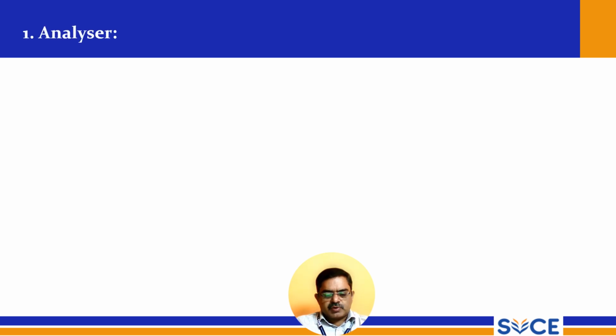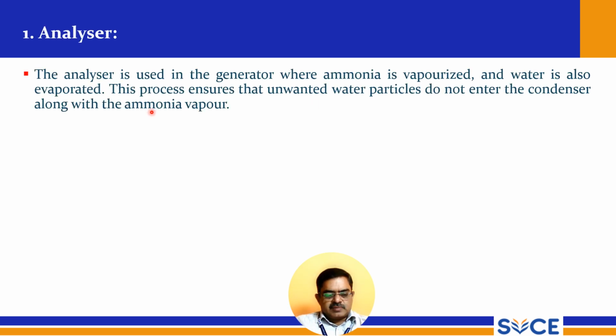So the first component is the analyzer. The analyzer is used in the generator where ammonia is vaporized and water is also evaporated. This process ensures that unwanted water particles do not enter the condenser along with the ammonia vapor. So that is why we have the analyzer. It eliminates the unwanted water particles so that they do not enter the condenser.